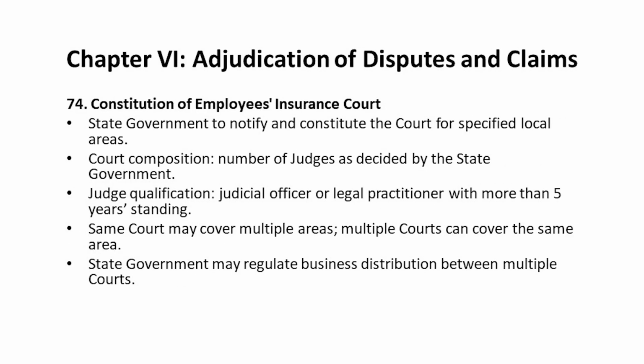After that, the last portion is chapter 6, adjudication of disputes and claims. For this purpose, the Employees State Insurance Court has been set up. Here the state government can constitute the Employees State Insurance Court for such a local area as has been specified in the notification. This court shall consist of such a number of judges as the state government may think fit.